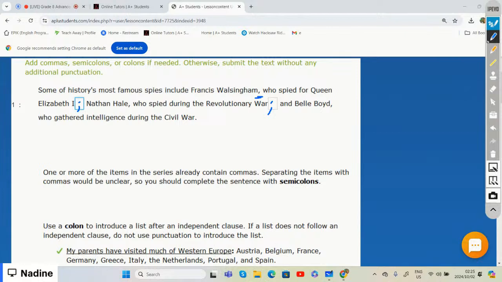which means that we are separating those three famous spies and who they spied for by using a semicolon, because the name of the person as well as who they spied for already contains a comma, right? So if we were going to add commas instead of semicolons, it's almost like it was just going to go on and on and on and make it seem as if there were more spies other than Francis, Nathan, and Bell, right? All right, so we add semicolons.